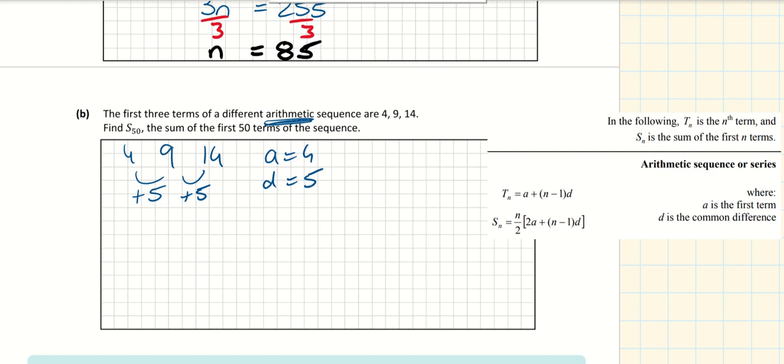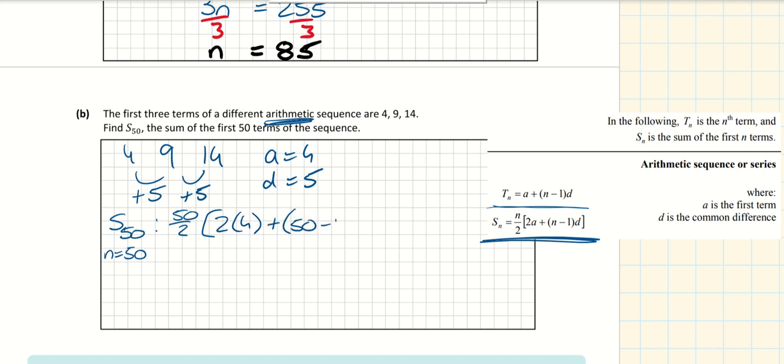Okay, so we're told to find S50. So we use our formula, we've got the formula over here. Always write it when you're in an exam. I've got it here, so I'm just going to use it. But always write it when you're in an exam. So n is 50. So we can do 50 over 2, then 2a, so 2 by 4 plus 50 minus 1, n minus 1 times the difference, which is 5.